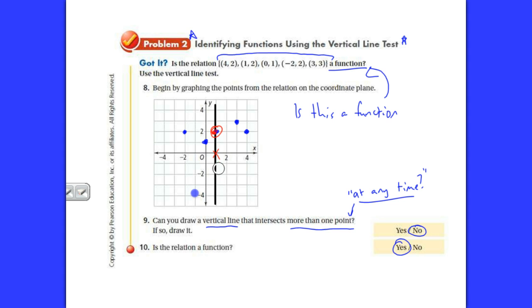So when that's gone, this is indeed a function because no multiple points are touching the vertical line at once. So that's another way for you to determine whether or not something is a function. Okay, I'm going to hit pause and continue with video 2 next.